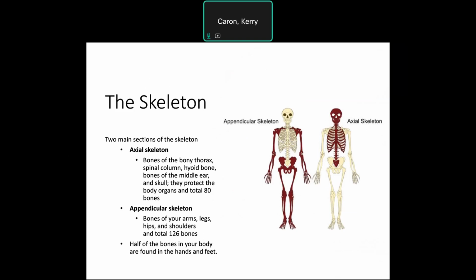However, don't get confused. The pelvis is not part of the axial skeleton. The pelvis is contained in the appendicular skeleton. Half of our total 206 bones are located in our hands and feet. Okay, so appendicular and axial.